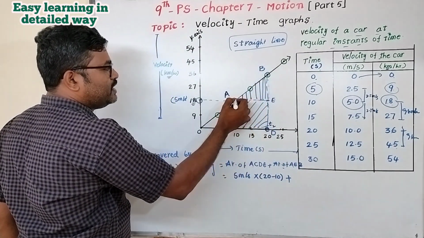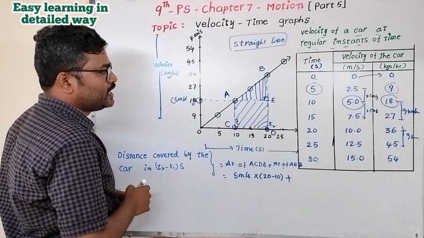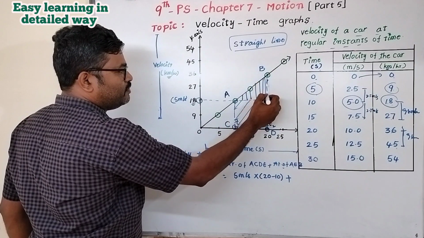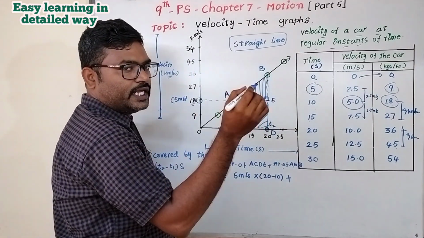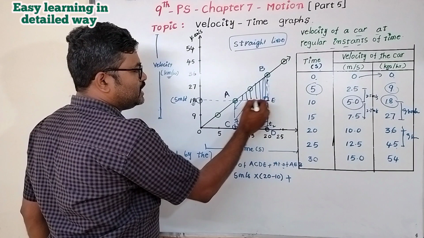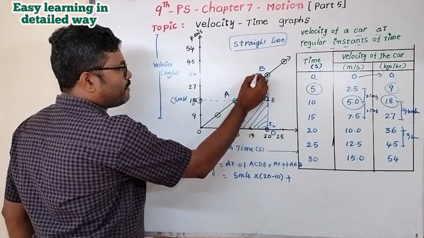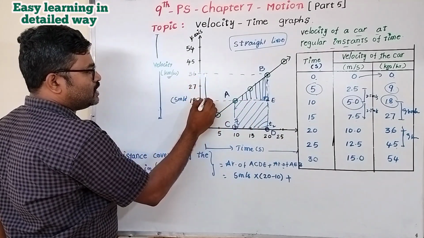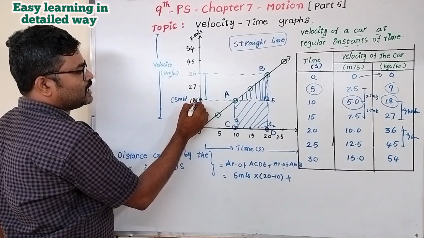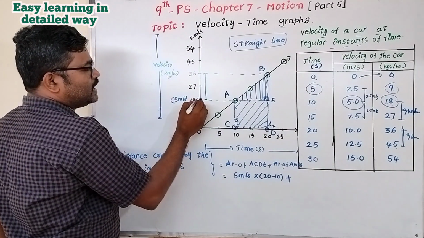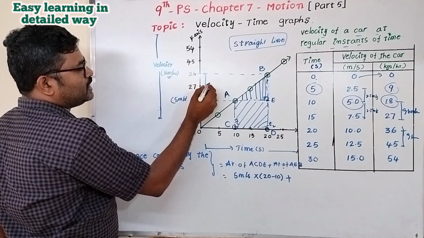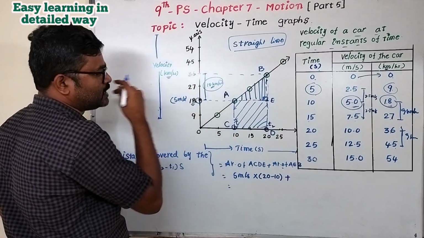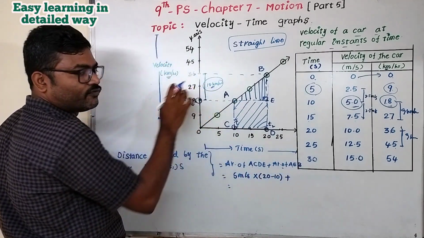See, what is AB? A right angle triangle. In a right angle triangle, how do we find the area? BE into AE. Height BE, that is half of base into height. Here BE is height and AE is base. See, BE height, from here to here. So 36 minus 18. See, how much is it? It is about 18, 18 kilometers per hour. So the difference is 18 kilometers per hour, that is 5 meter per second.